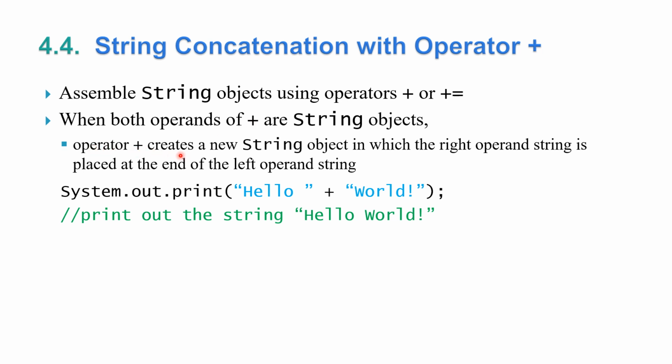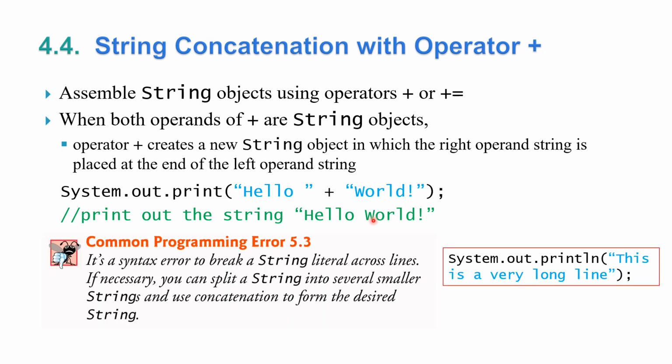operator plus creates a new string object in which the right operand string is placed at the end of the left operand string. For example, when you place the plus operator between string literal "hello" and string literal "world", it returns a new string object with the content "hello world".